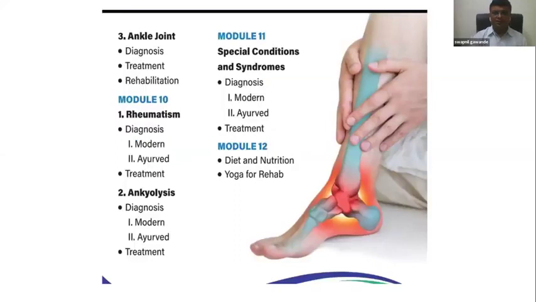Then in module 10, we are going to see some of the rare cases in rheumatism. For example, RA, HLA-B27 positive patients, post-viral arthralgia, post-streptococcal arthralgia, ankylosis. We are going to see some special conditions, like Bahuk and ankylosing spondylosis, along with Urustamba. There are many more conditions we are going to see in module 11.